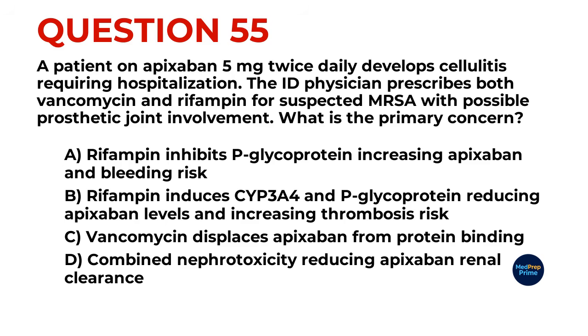Option A. Rifampin inhibits P-glycoprotein, increasing apixaban and bleeding risk. Option B. Rifampin induces CYP3A4 and P-glycoprotein, reducing apixaban levels and increasing thrombosis risk. Option C. Vancomycin displaces apixaban from protein binding. Option D. Combined nephrotoxicity, reducing apixaban renal clearance.